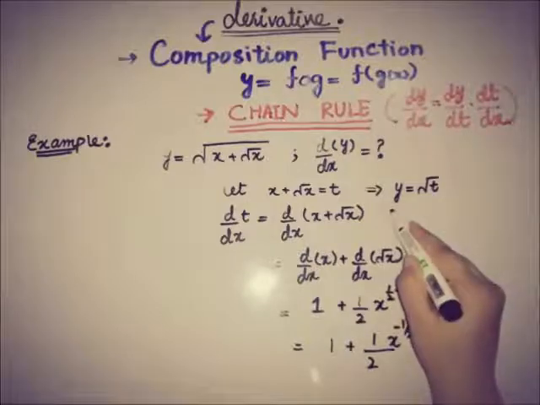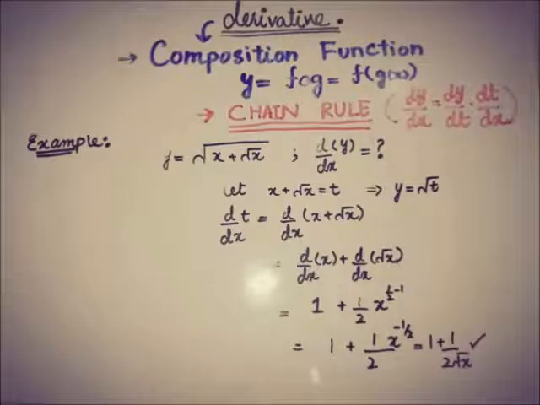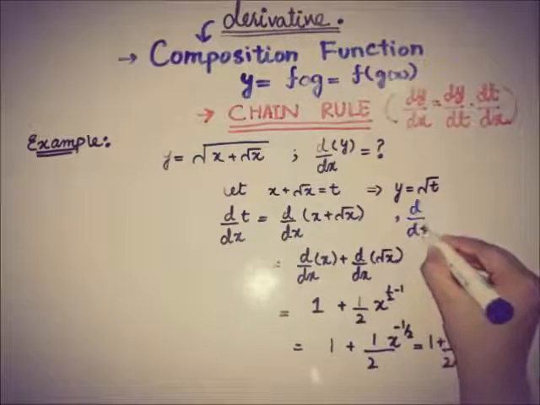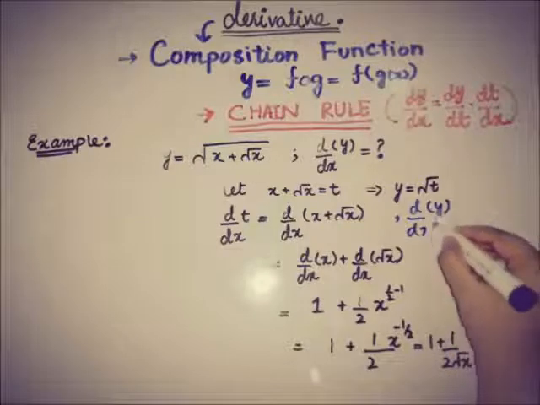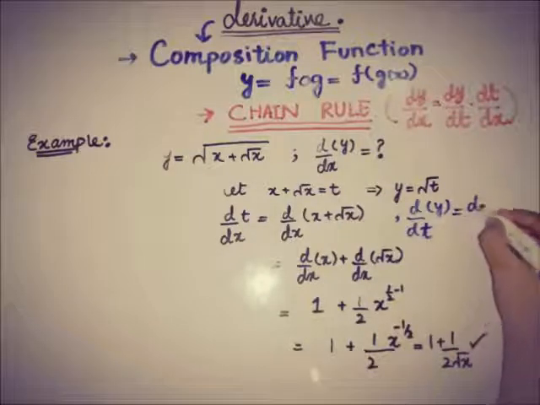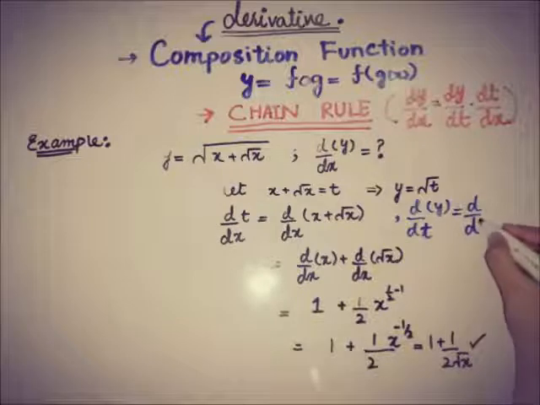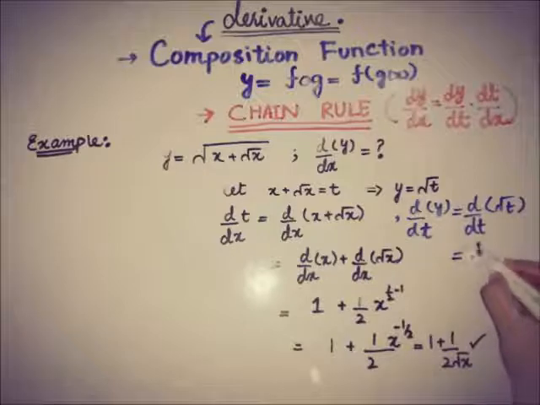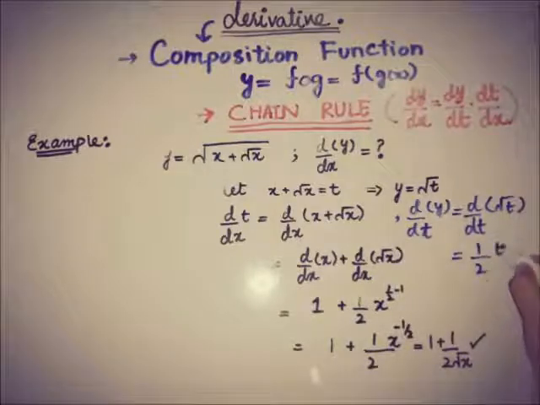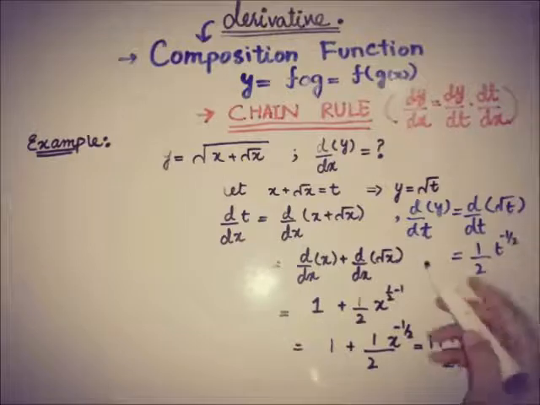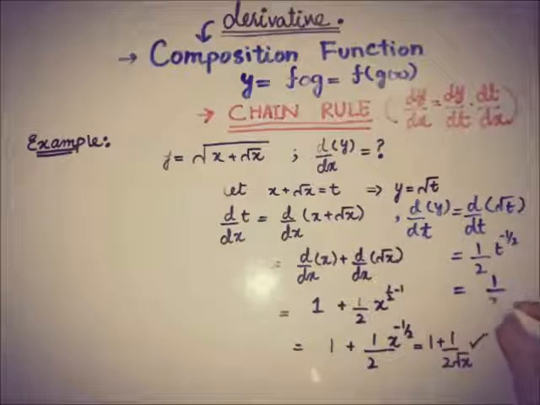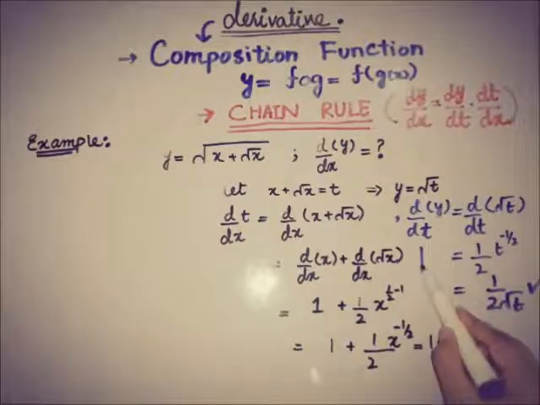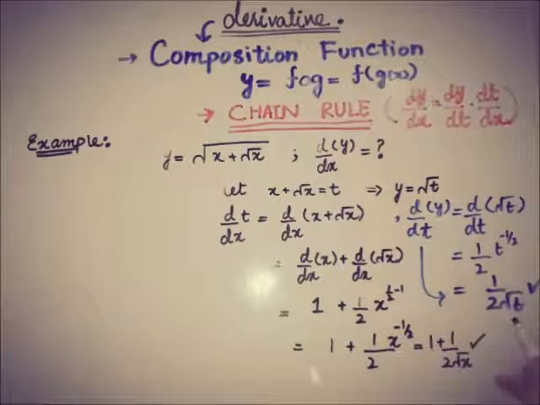Now we will find the rate of change of y with respect to t. It is the same as we did earlier. So the rate of change of y with respect to t is equal to 1 by 2 square root of t.